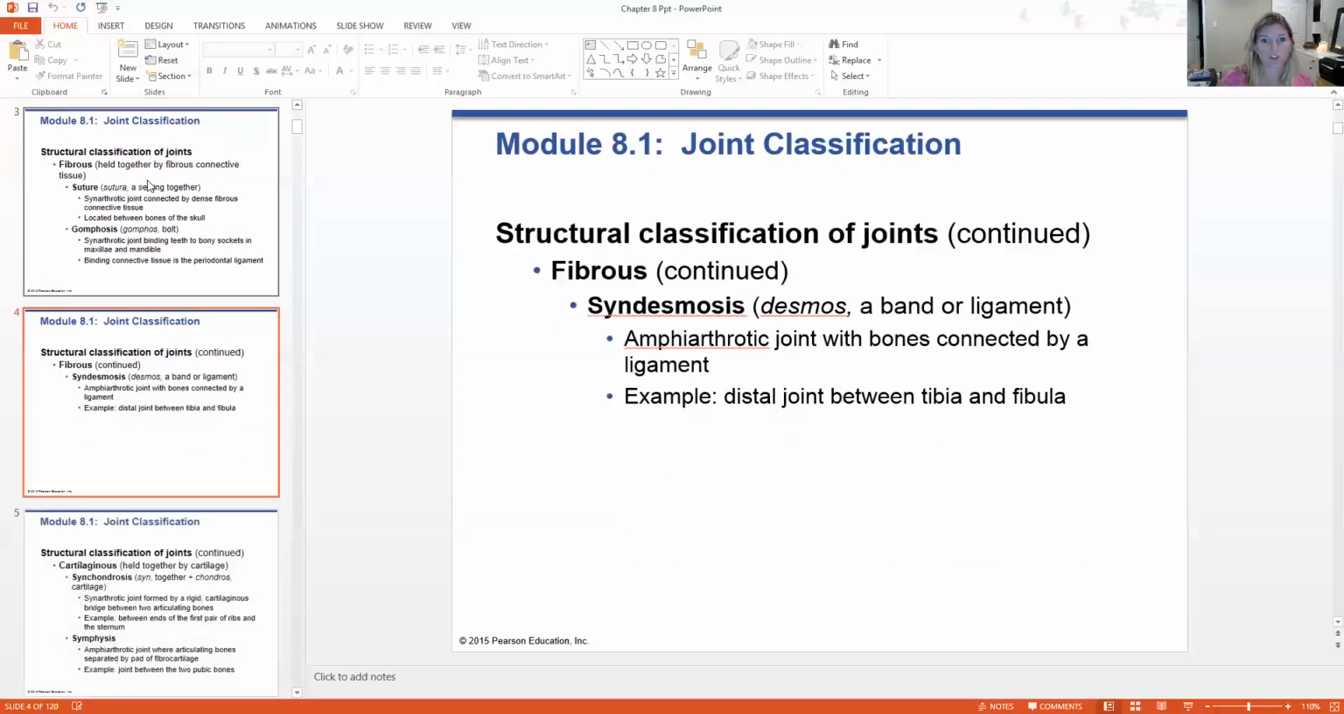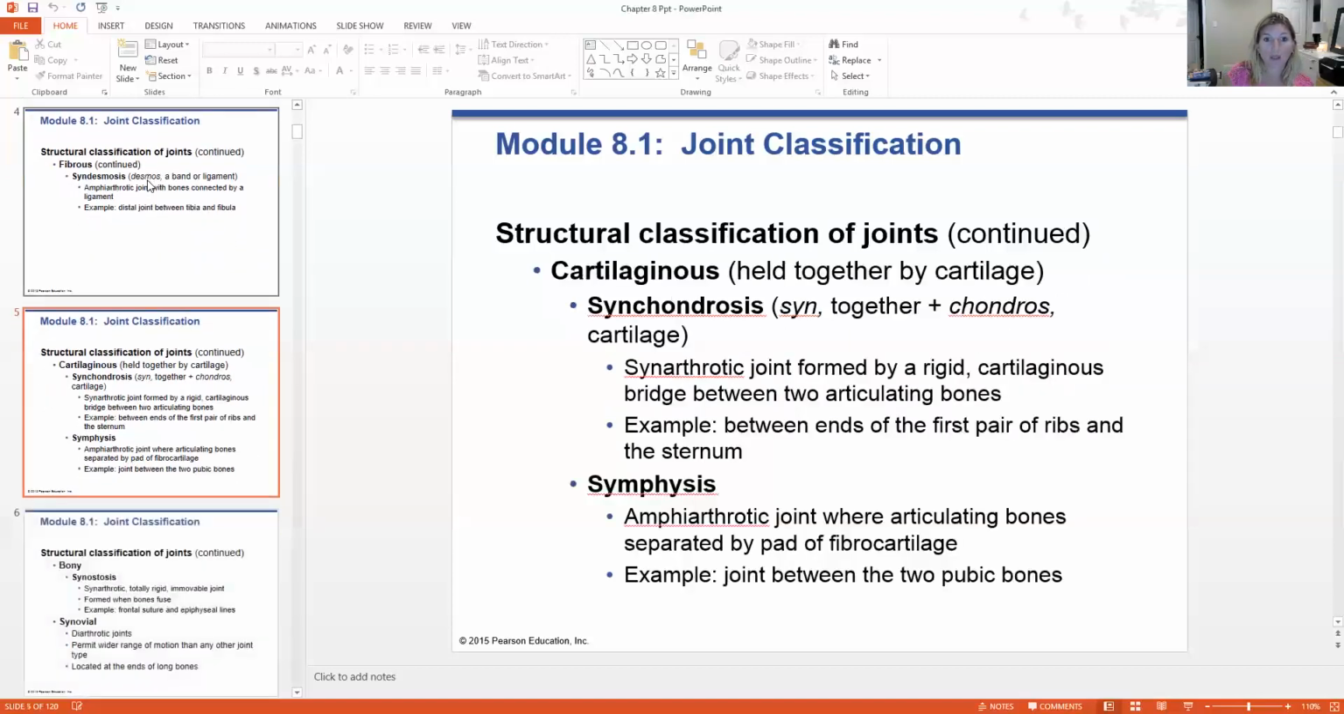Another example of a fibrous joint is called a syndesmosis. A syndesmosis is an amphiarthrotic joint. So it's slightly movable, and this is where the bones are connected by a ligament. The example here would be the distal end of the tibia and fibula. So down by the ankle, where the tibia and fibula are held together, it's slightly movable, not immovable like a suture or gomphosis, and there are ligaments holding those bones together.